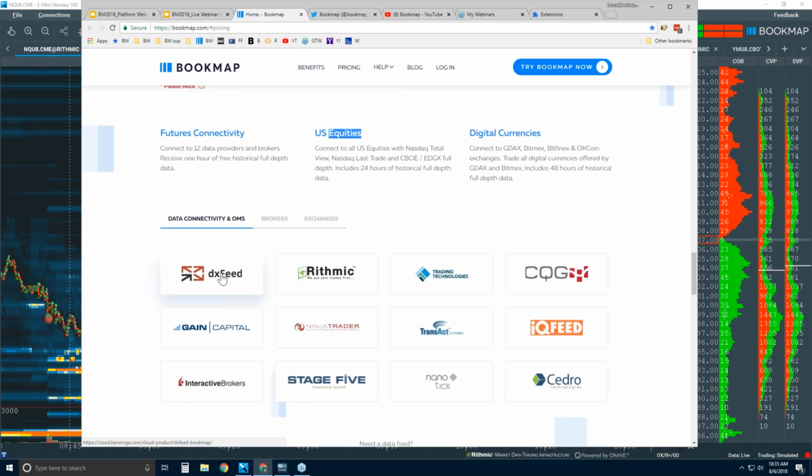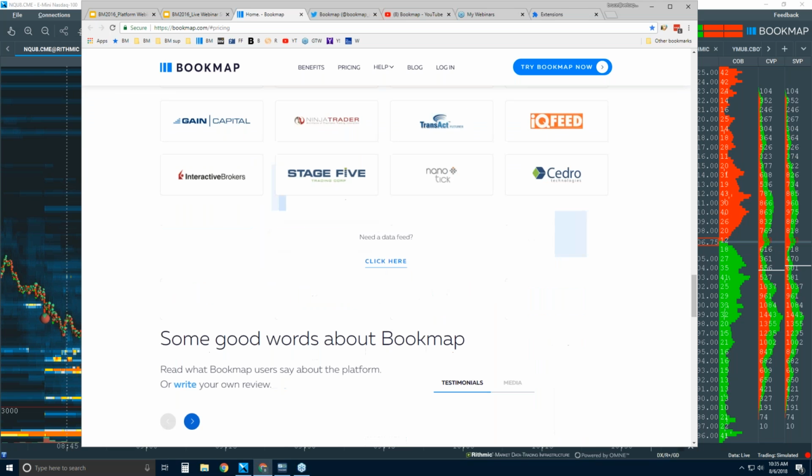For futures, there's lots of different ways. You can connect with Rhythmic, CQG, Gain Capital, Transact, IQ Feed, Nanotick, and Cedro for the Brazilian markets. Now, I skipped over these 3 platforms here. You can also connect via the API of TTX Pro, NinjaTrader, as well as Interactive Brokers, and there are many traders that do. We recommend that you connect directly to the data provider if you can. You'll just get a bit cleaner data. It won't go through the API of another platform.